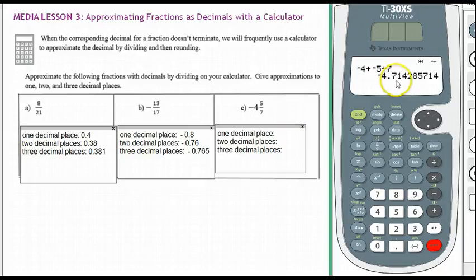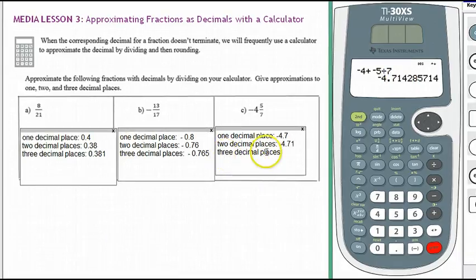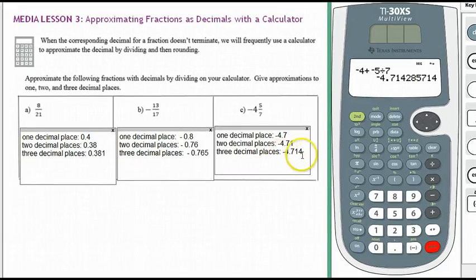So first, to 1 decimal place would be -4.7. To 2 decimal places, well, here's the second decimal place. The third is less than 5, so it's -4.71. And finally, to 3 decimal places, here's 1, 2, 3 decimal places. The digit to the right is less than 5, so I'll round down to -4.714. And those are our final results.